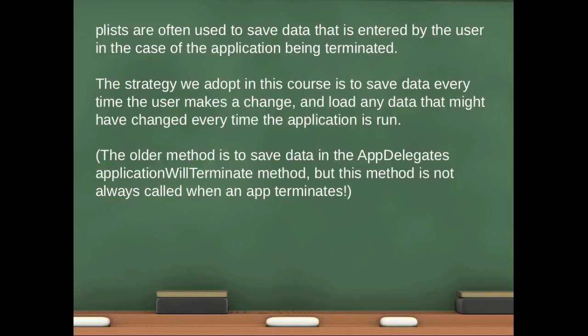But because in most cases, in the case of the system recapturing memory, we really don't know when that application is going to terminate, the best strategy, in my view, is to save state every time the user makes a change. If it's a plist object that's changing, and usually it is, if it's an NSArray or NSSet or NSDictionary or a mutable variation thereof, we'll save it out as a plist in the documents folder on the device, and then load it back up the next time that application runs.